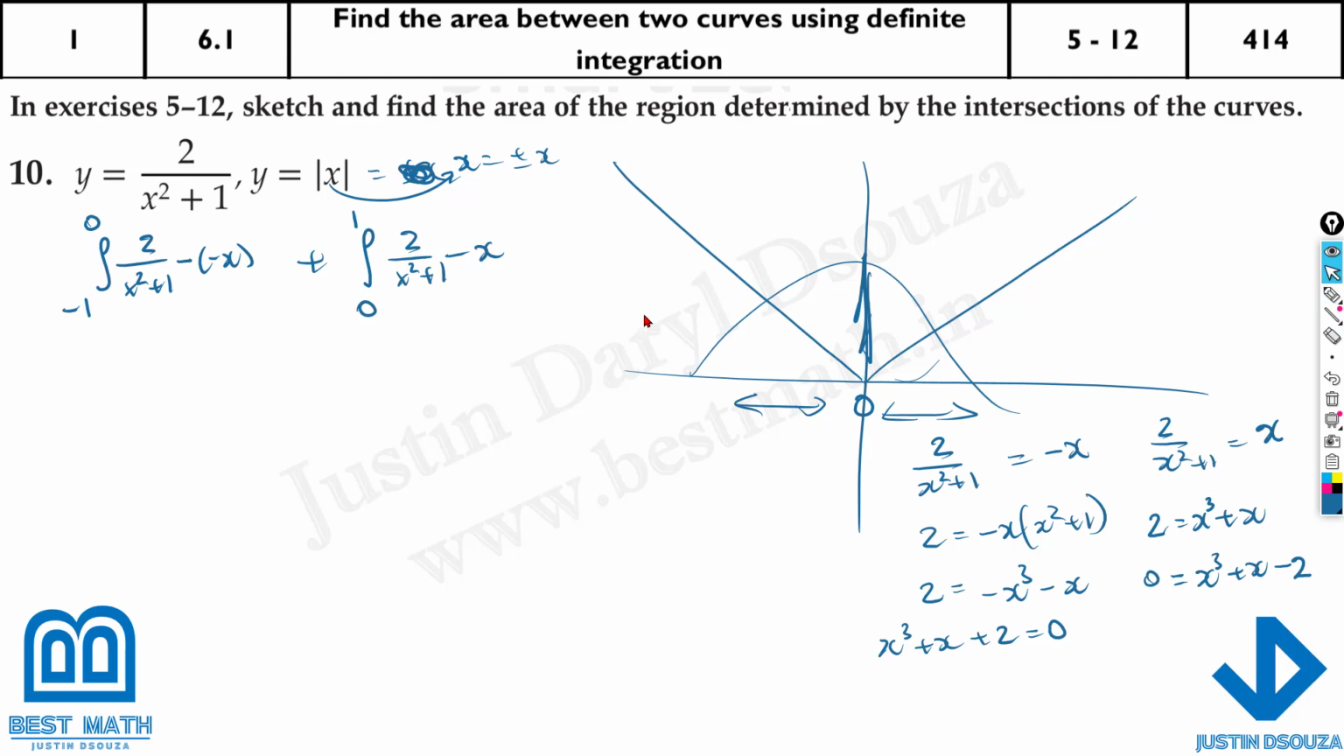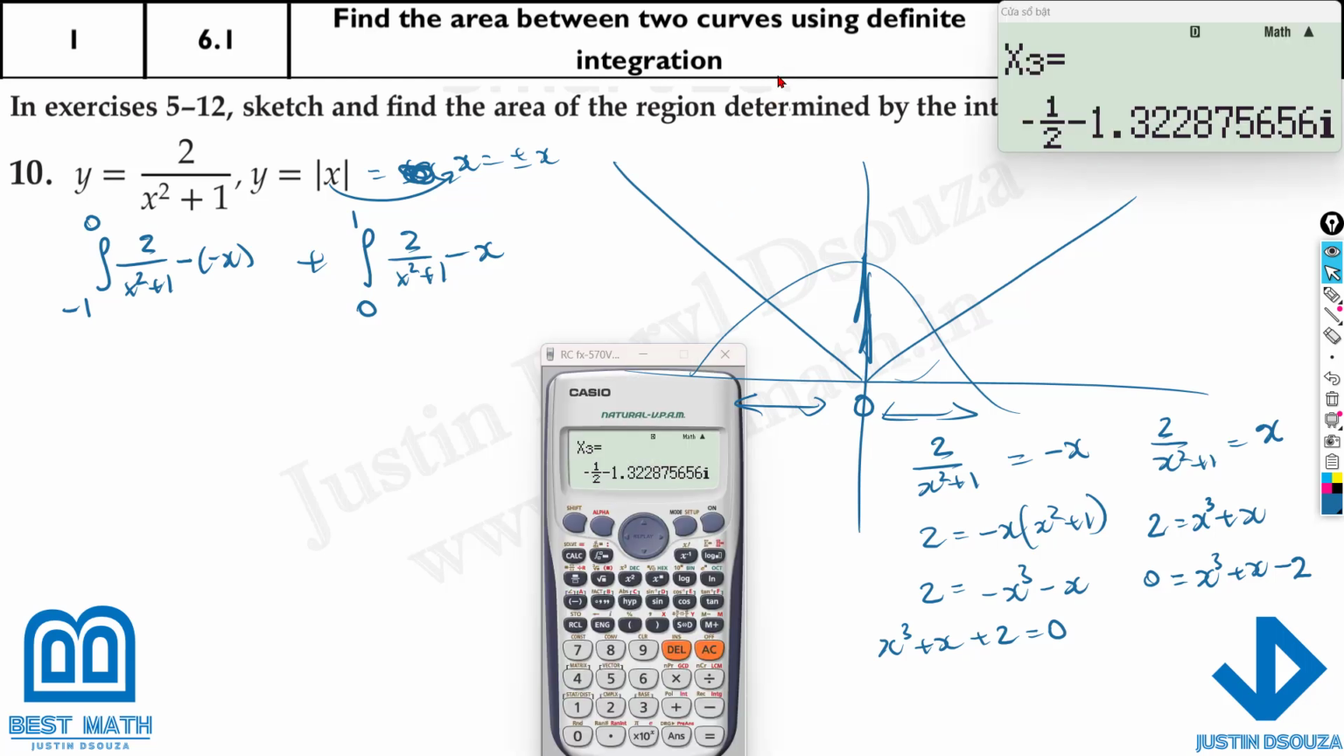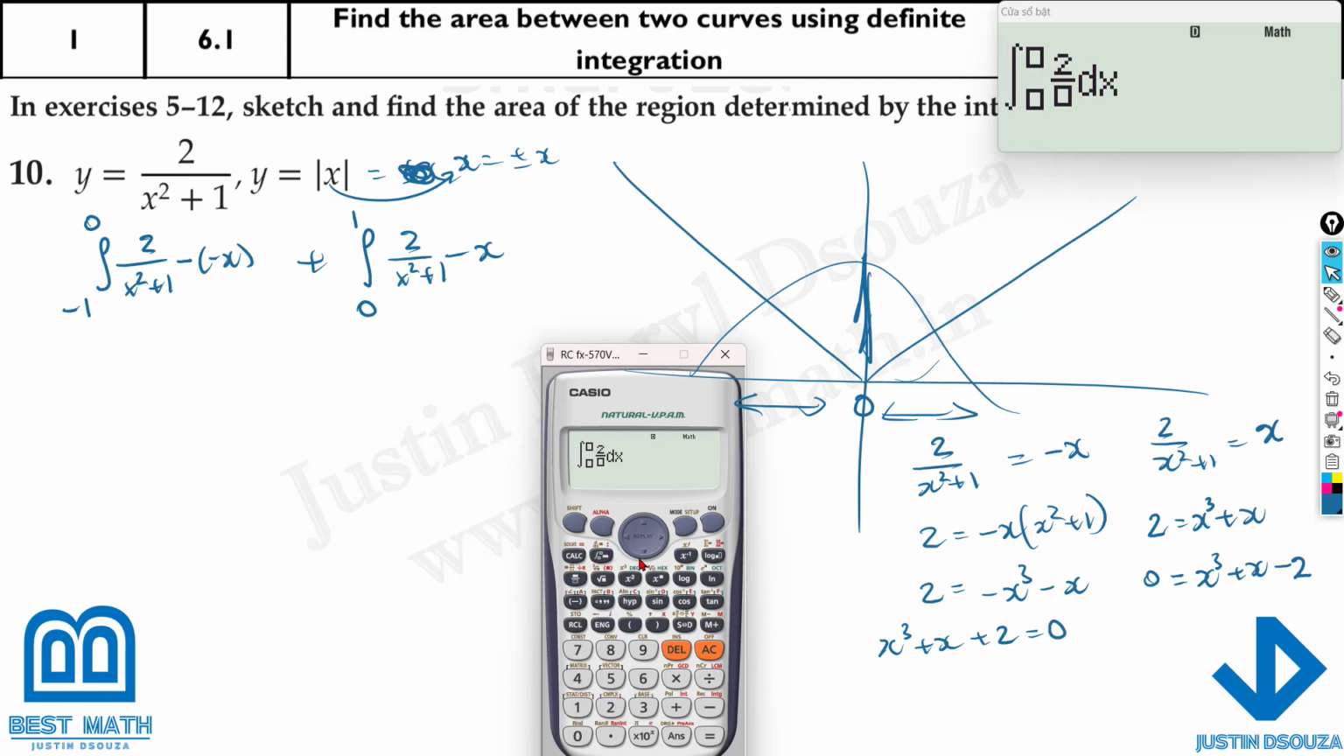Now then, when you put it in the calculator, you will get the final answer. All we do is this: integrals, mode 1. Let's go back to the computation mode, integral symbol. From here we have 2 divided by x squared plus 1 minus of minus x. Close the bracket, and the limits are from minus 1 to 0.